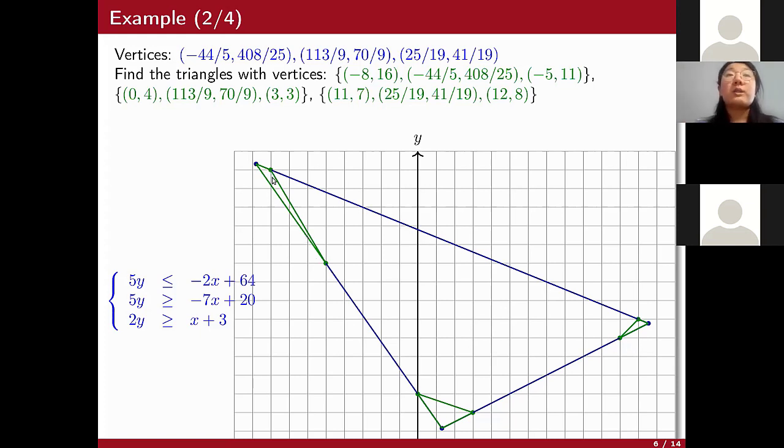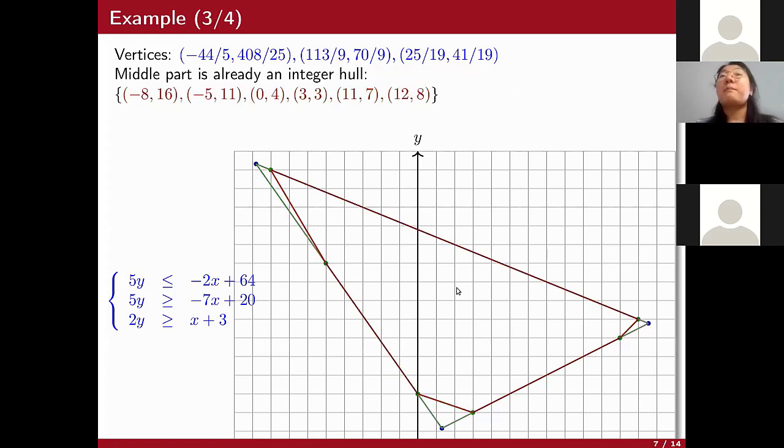So our idea is to form these corners so that we only need to solve the integer hull problem within these corners, because for the middle bulky part, we have made sure that each of the vertices is already an integer point, because that's what our previous step is doing. So we don't really need to worry about this part. This is already an integer hull. In the end, we only need to add this part to our final solution.